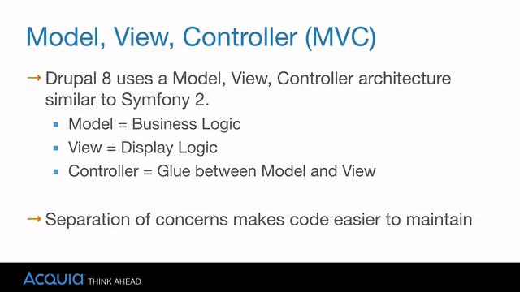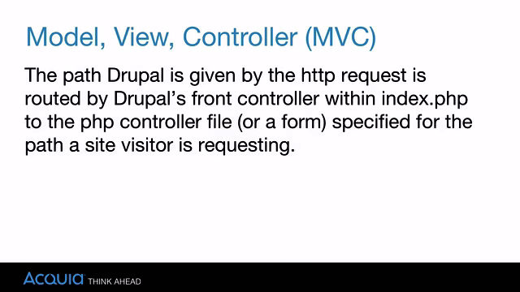Instead, as presented in a previous lesson, the path Drupal is given by the HTTP request is routed by Drupal's front controller within index.php to the PHP controller file or form specified for the path a site visitor is requesting. And we're going to actually experiment with that in our first module.